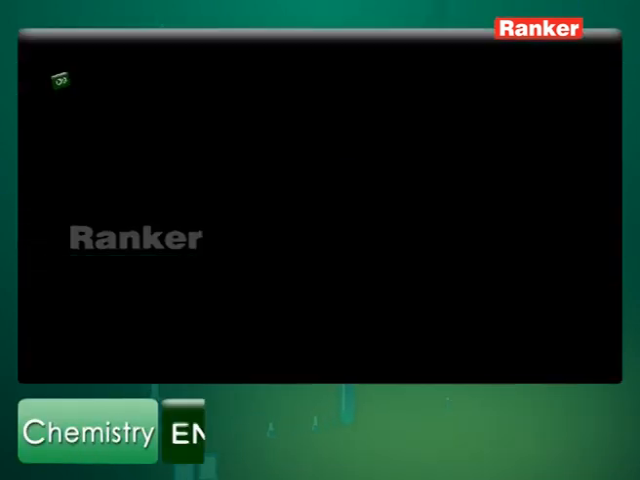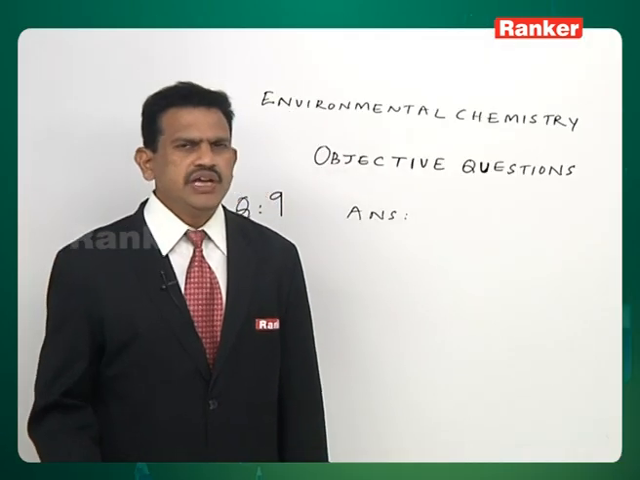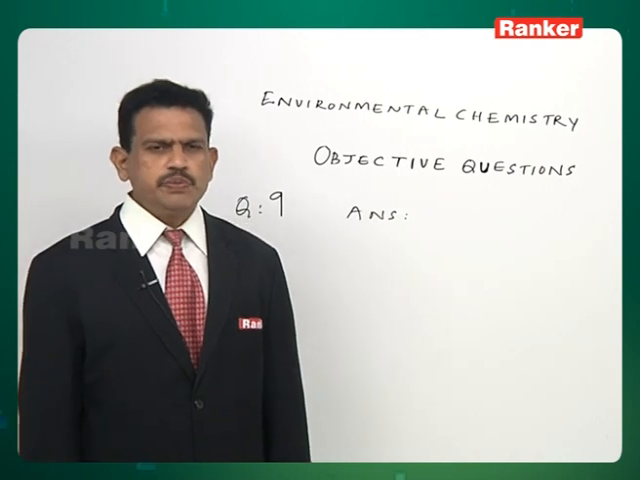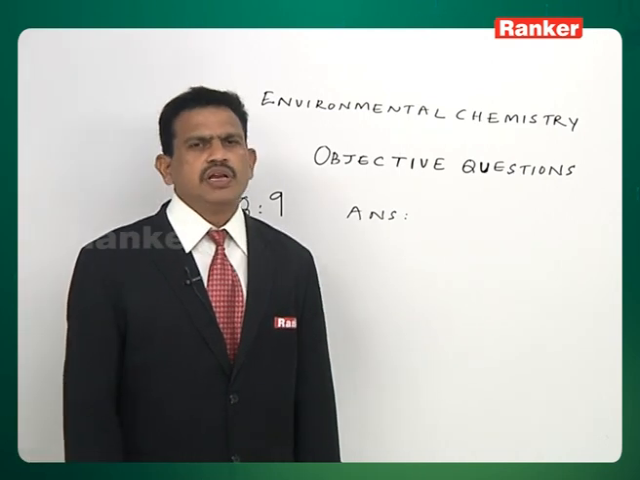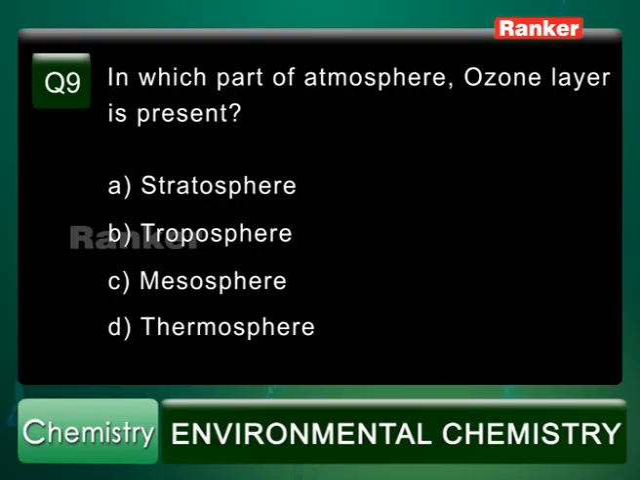Question 9. In which part of the atmosphere is the ozone layer present? Option A stratosphere, B troposphere, C mesosphere, D thermosphere. So the ozone layer is present in the stratosphere. It ranges from the 11th kilometer to the 50th kilometer. So we can go for answer A for the question here. This is answer A.